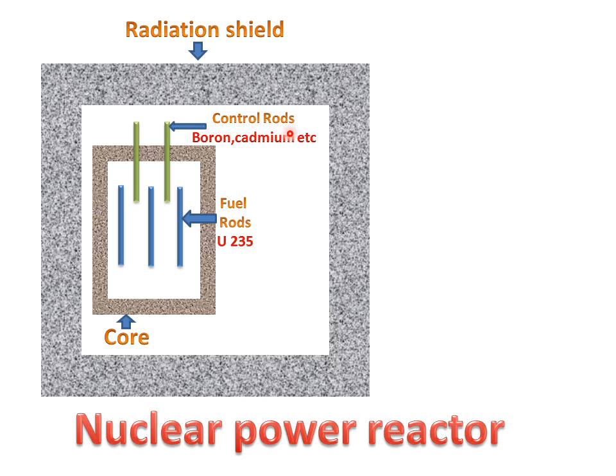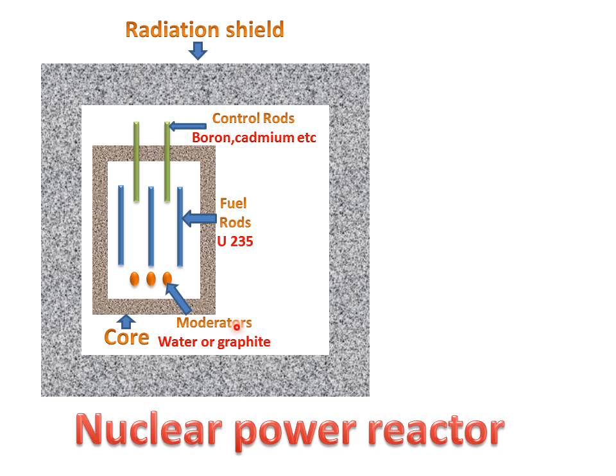There are control rods of boron and cadmium which will control the chain reaction. If the chain reaction is uncontrollable, then it can blast the radiation shield. So control rods are used for controlling the chain reaction.